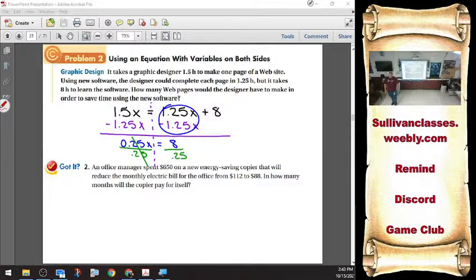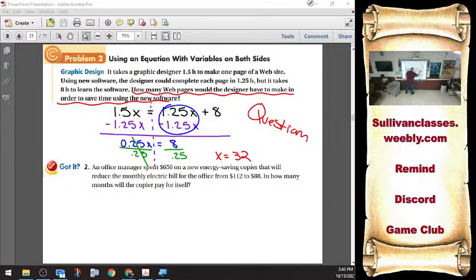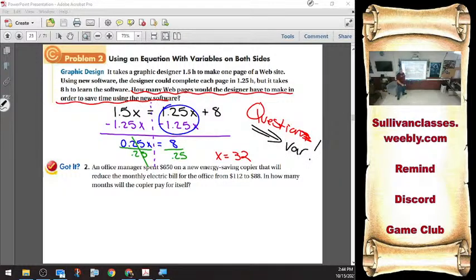What? Yeah. 32 what? 32 quarters? No. 32 websites. 32 web pages. Remember how... Yo, I want you to put a big old neon, like, flashing sign next to this. The question tells me my variable. It's asking how many web pages. So that means my variable is the number of web pages.